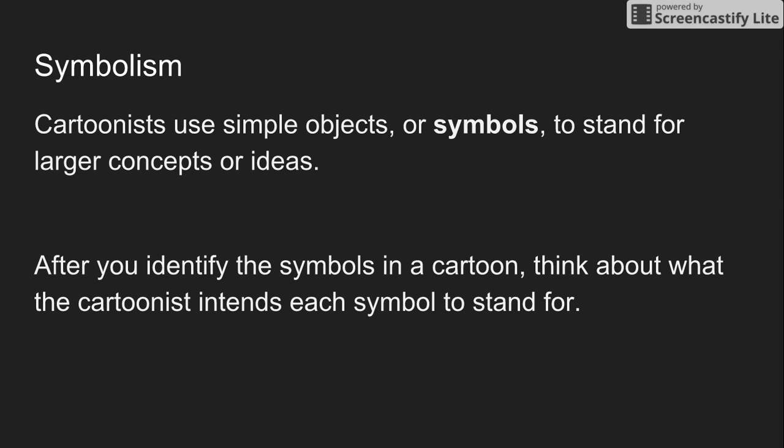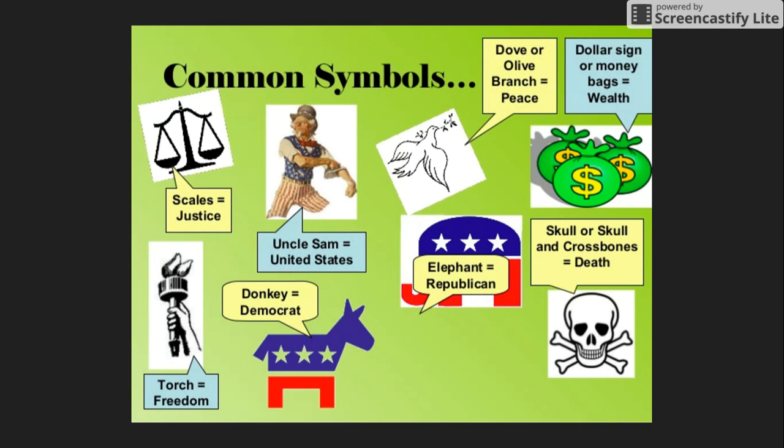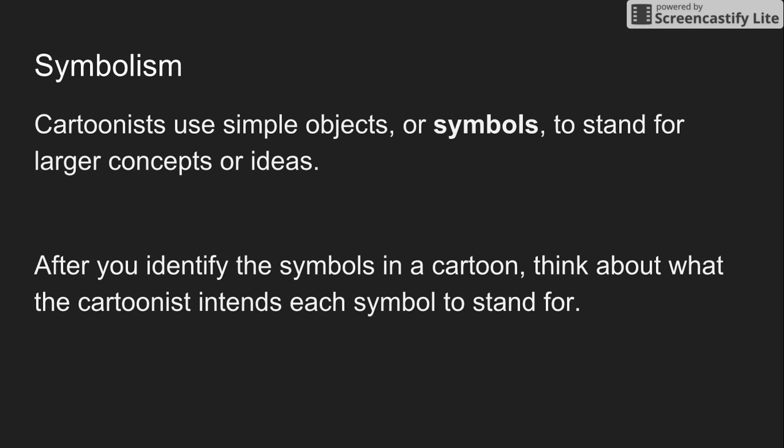Symbolism is really common. It's quite simply using an object or a symbol to stand for something bigger, an idea. The first part of text here is a definition. You can write this in your own words. Below is a tip on how to identify these in cartoons. When you're looking at a cartoon, think about what is symbolic, and then what does the symbol mean? What is the message of the artist?